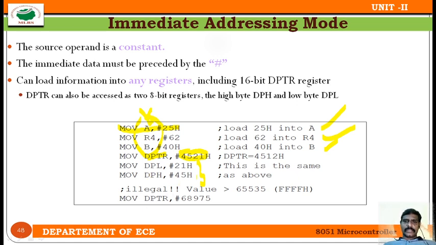Any value greater than 65,535 is called an illegal value, which is not accepted by your 8051 microcontroller, because it is 16-bit. It can only go up to 65,535, because 2 power 16 is 65,536, including 0, so I can access up to 65,535 only. Beyond that, any value is treated as illegal and it will show an error.